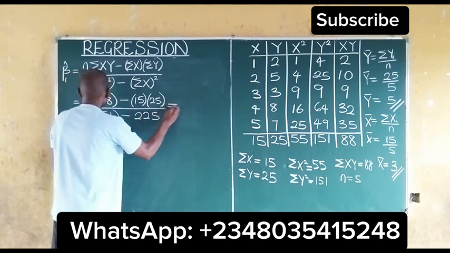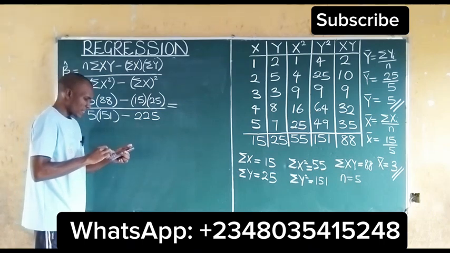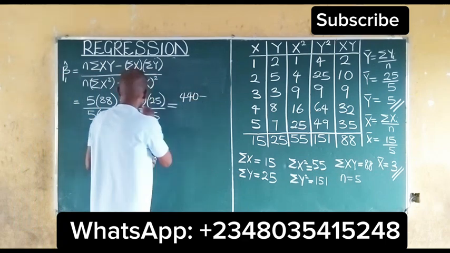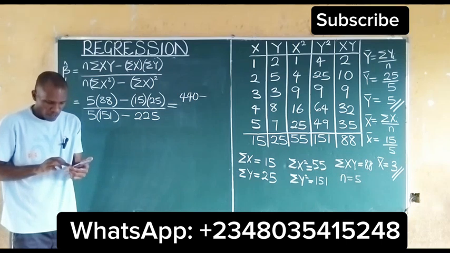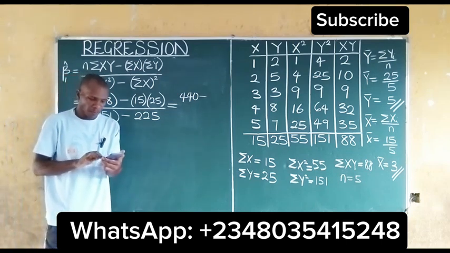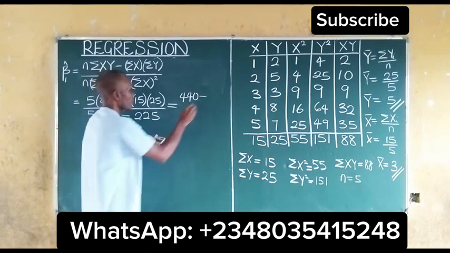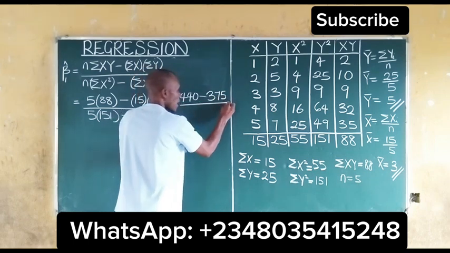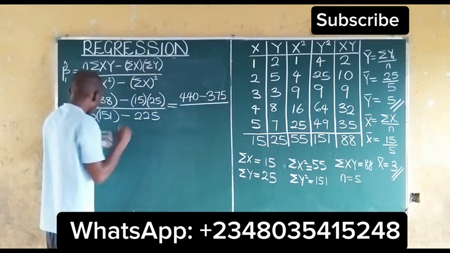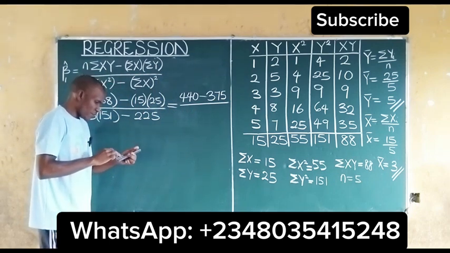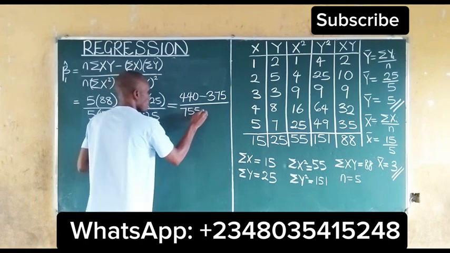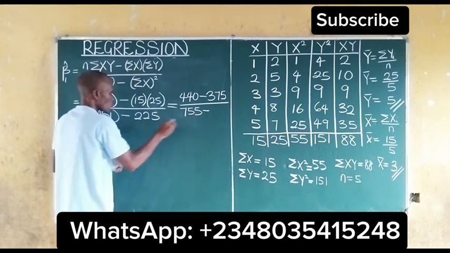Of course, we have 5 multiplied by 88, which is 440, minus 15 multiplied by 25, which is 375, all over 5 multiplied by 151, which is 755, minus 225.